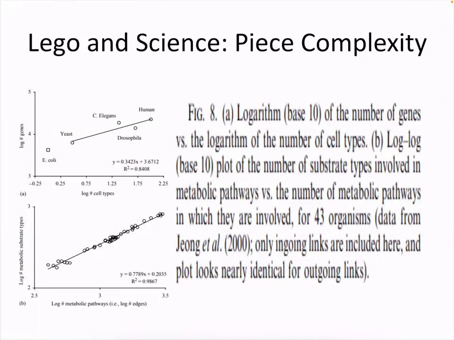And then you can look at this in terms of some natural phenomena. So the one in B is the number of substrate types involved in metabolic pathways versus the number of metabolic pathways in which they are involved for 43 different organisms. Again, you can find so many examples like this in science. It doesn't really matter which ones you do, but you see these wonderful relationships.